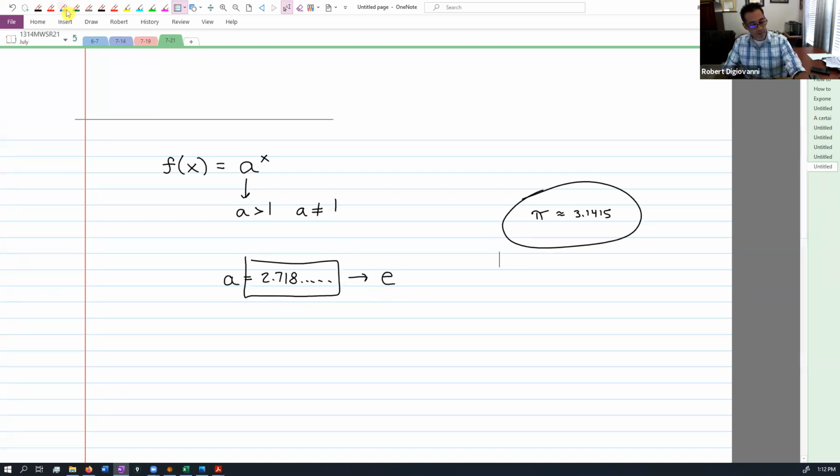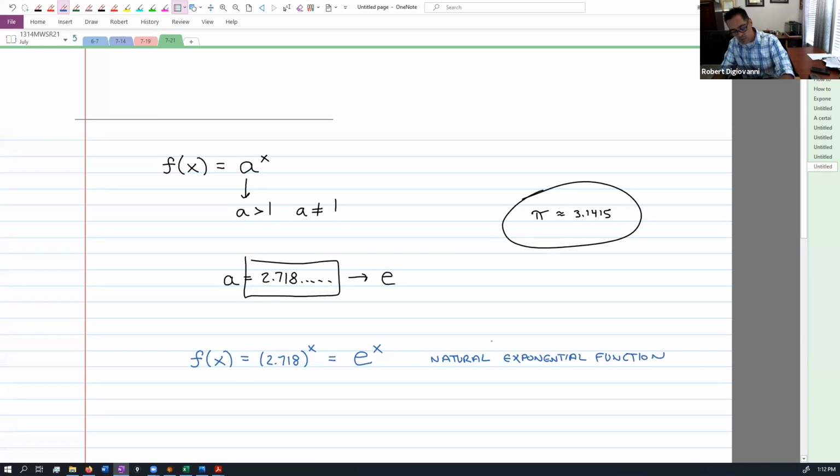And so if we define a function, f of x, to be that number, 2.718, raised to the x, we will write that e to the x instead. And this is what's called the natural exponential function.